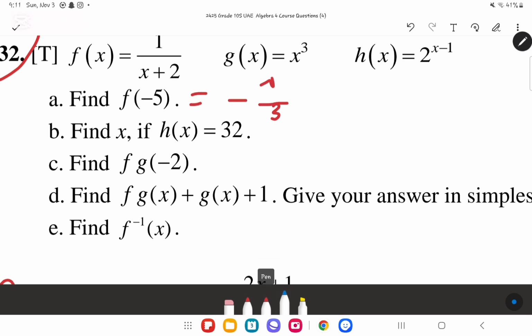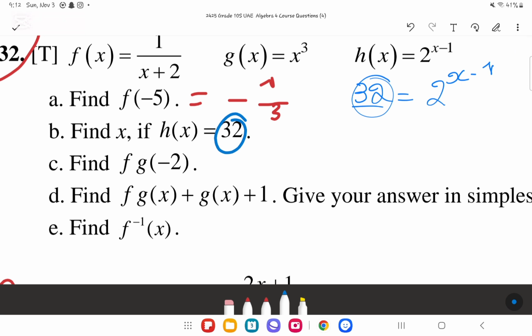Then they told us, find x if h(x) is equal to 32. So substitute h(x) by 32. It will become 32 is equal to 2 to the power of x minus 1. Oh no, this is very complicated. What do I do now? Don't panic. Very easily, make the 32, okay? Because we're not allowed to use calculators. If we used calculators, it would be easier.